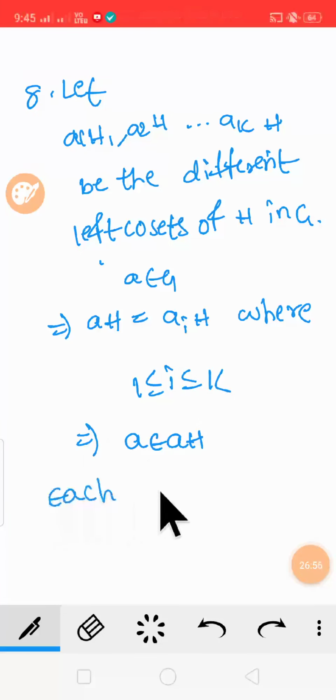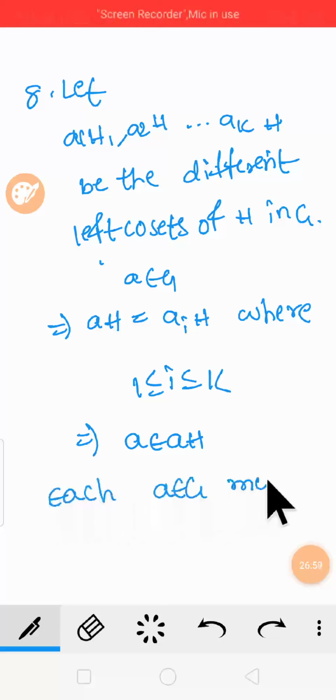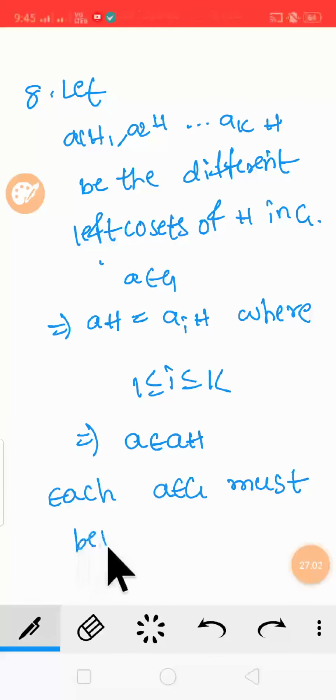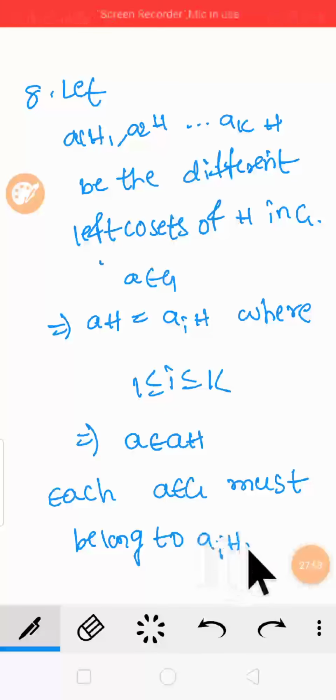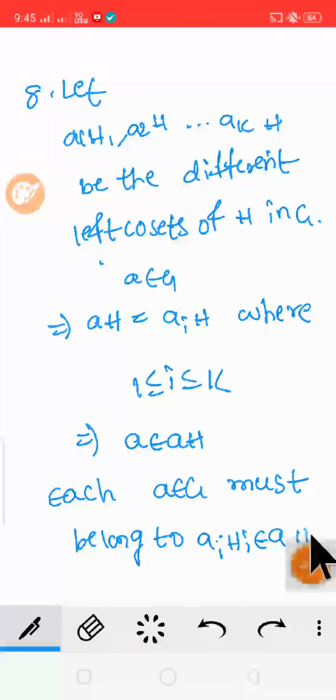Each a belongs to G must belong to aiH, for 1 is less than or equal to i, i is less than or equal to k. Therefore, a1H union a2H union and so on union akH equal to G. Next we solve a problem.